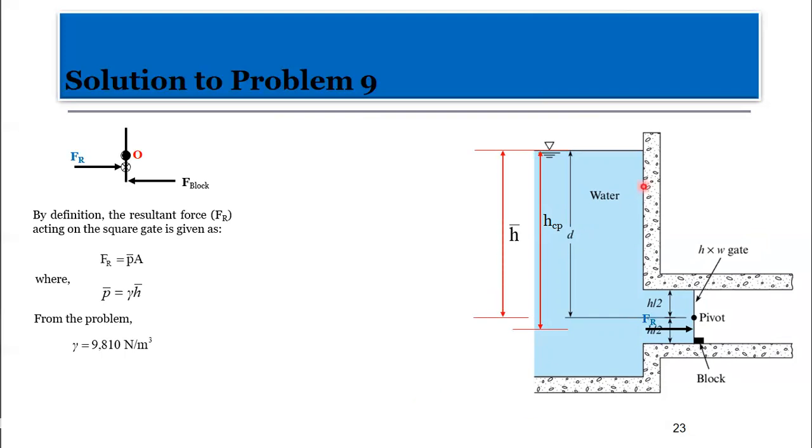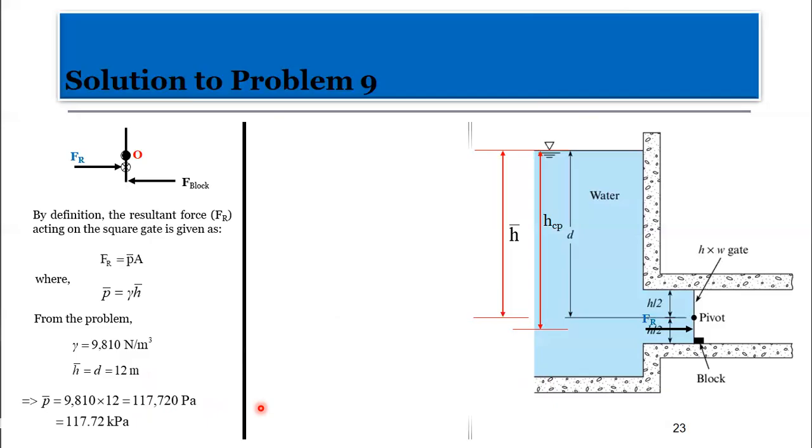H bar is the distance measured from what? The free surface to the centroid, okay? And this is the same thing as the D, right? So H bar is the D, which is 12 meters. It was given to us, right? So this implies that my P bar is simply multiplying these two, and then I have 117,720 Pascal. So in kilopascal, it is simply 117.72 kilopascal.